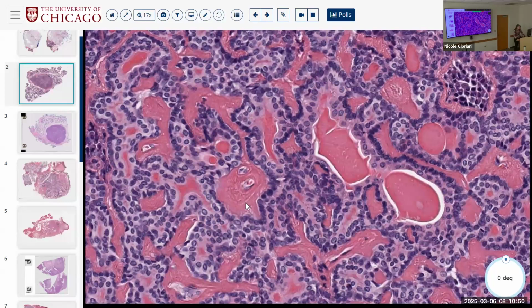There is some eosinophilic stroma. There's also some eosinophilic secretions within the lumina, right? So let's kind of sort out the two types. I think this is intraluminal and this is probably stromal.